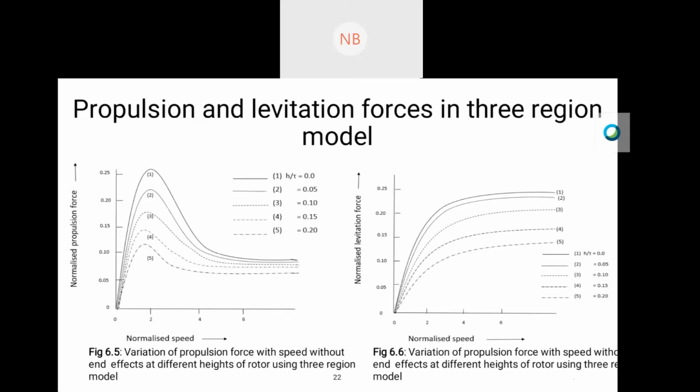So the same graph is obtained, and this graph is plotted by taking the values of h by tau in the same way. We can put the h by tau value to be 0.0 and plot the maximum speed for the propulsion force and again for the levitation force.